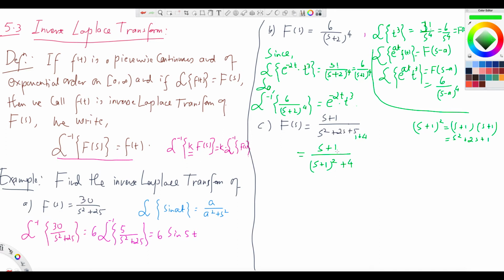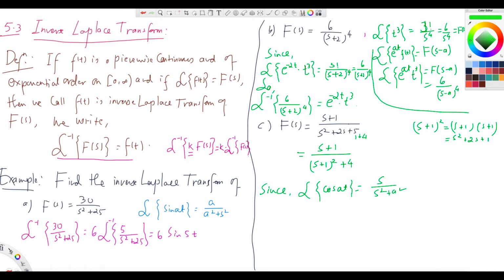Now you see that this is like the s squared plus a squared form, but there is no number on the top. There is a variable on the top. That variable matches perfectly with this, right? So what we do is, what is the Laplace transform of cosine of at? It is s over s squared plus a squared, right? Look at that. So we need to replace s by s plus 1, right?